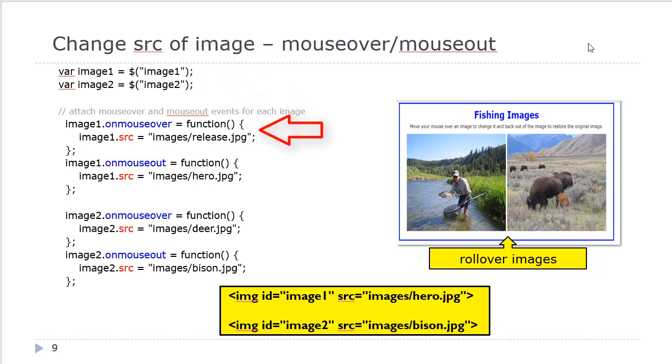On the first image, we are calling the mouse over event, which calls an anonymous function, and we very simply just change the source property to the new image. For that same image, we have another anonymous function being called for the mouse out event, where we simply change the source property of that image back to the original image. And this is a very easy way to accomplish a mouse over.